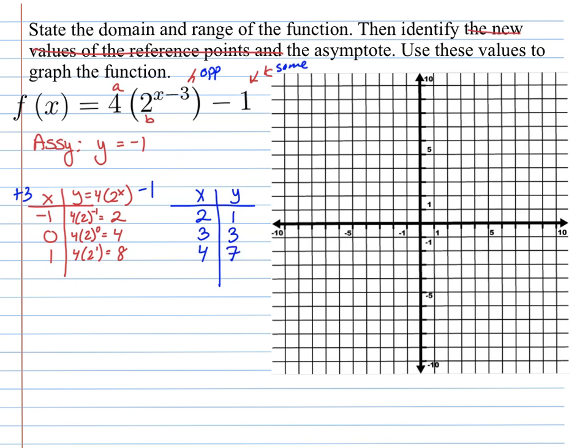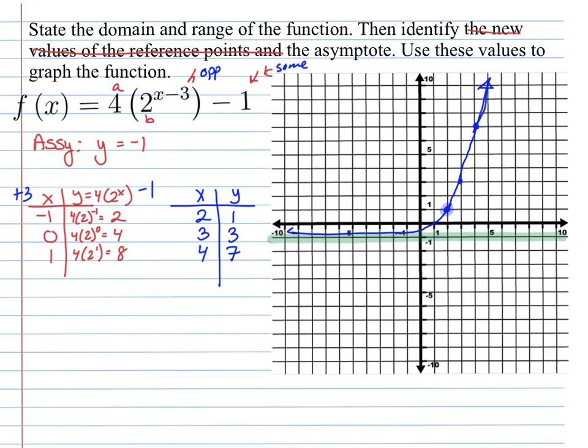I forgot to graph my asymptote. So if I graph my asymptote, that's going to be at negative 1, so that's going to be this line right here. And we're going to graph our points. So 2, 1, 3, 3. So 1, 2, 3. 3, 3, and 4, 7. 5, 6, 7. So we're going to have something that looks like this.